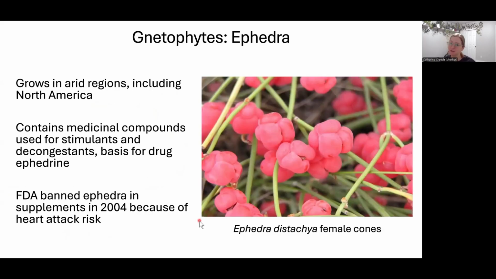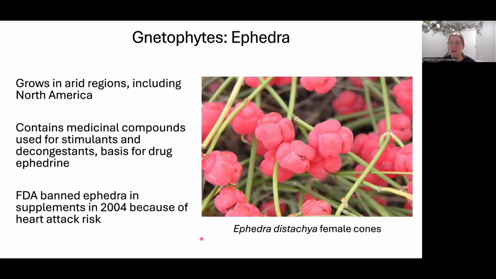Ephedra, another cnidophyte. Ephedra is the basis for the drug ephedrine, and it was used in stimulants. It was used in decongestants. Ephedrine was one of the base drugs used to make methamphetamines. So it's a high stimulant. You can actually make a tea out of it, and that tea will have a strong caffeine-like effect, so increased heart rate and energy. But the FDA banned this substance because it has a huge risk of heart attack, so it's not a safe plant to be consuming.